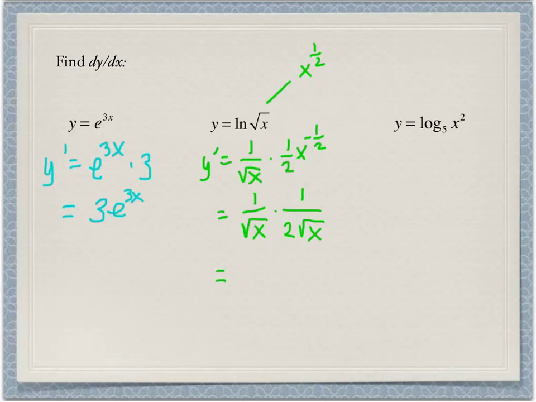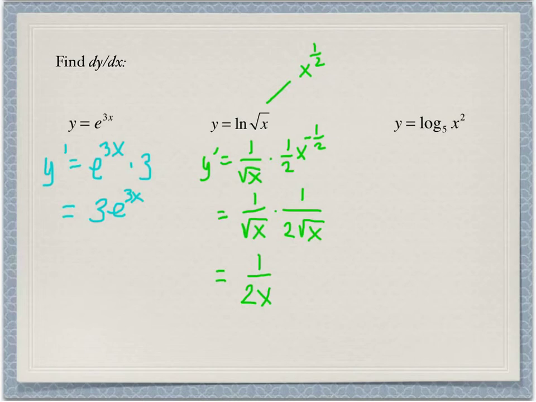Now you do notice that looking at my denominator here, I can even simplify that a little bit. The square root of x times the square root of x is the square root of x squared, which will end up to be just x. So I believe my final answer here will just be 1 over 2x. Just make sure to get that x in the denominator, as you can see there.